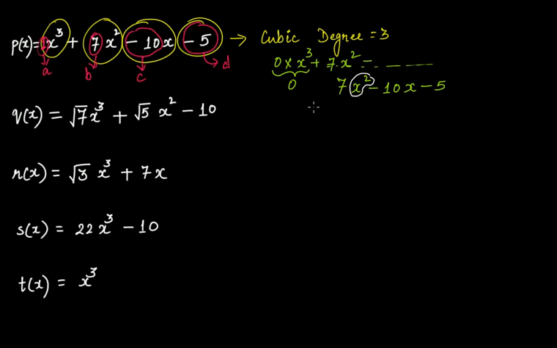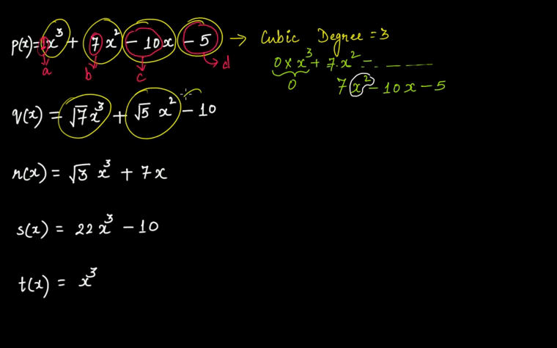Now, if you are wondering whether b can be 0, c can be 0, and d can be 0, yes, they all can be 0. Either one of them, two of them, or all can be 0. I'll explain. This again is a cubic polynomial.